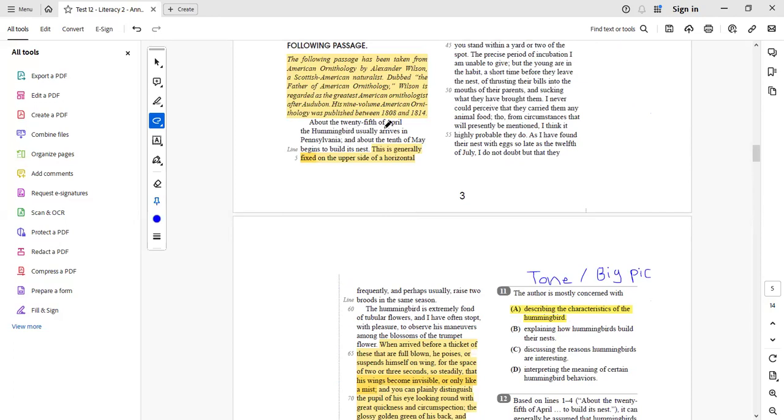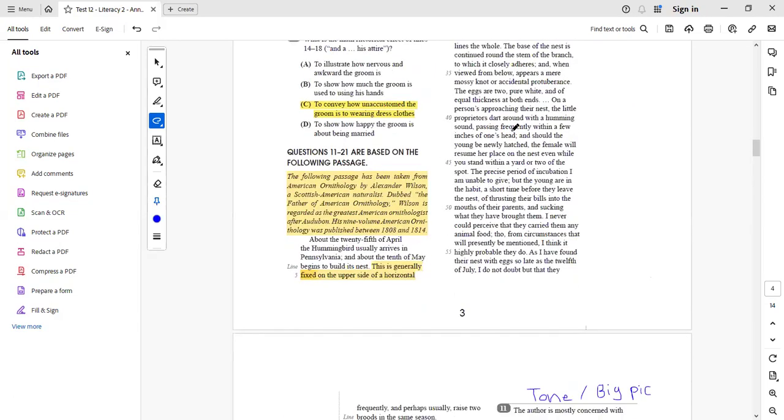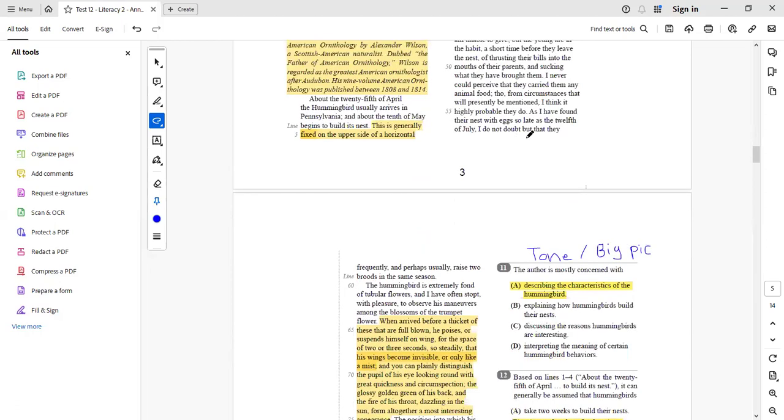About the 25th of April, the hummingbird usually arrives in Pennsylvania, and about the 10th of May begins to build its nest. This is the first sentence. Last sentence of this paragraph. Here.